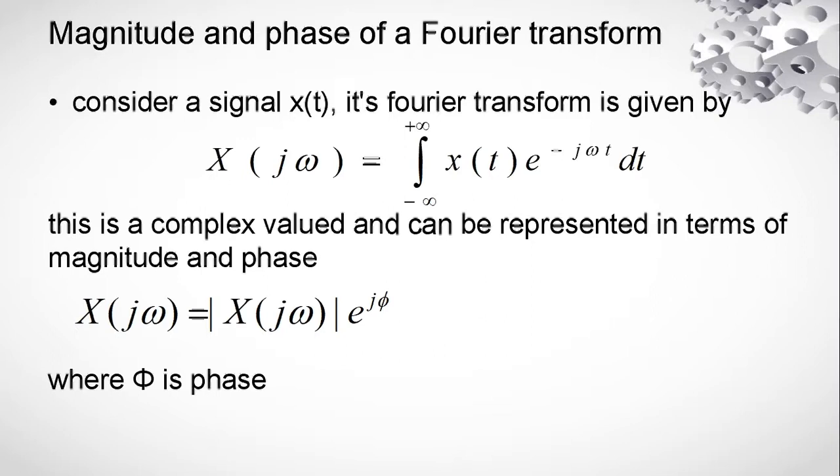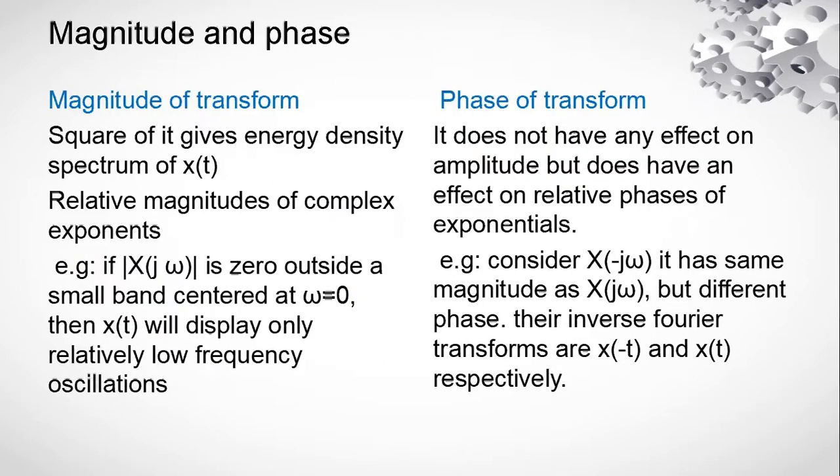So we have written capital X as mod of capital X into exponential of j phi, where mod of capital X is the magnitude and phi is the phase. Now the square of the magnitude actually gives you the energy density of the spectrum. So what actually do this magnitude and phase of the Fourier transform signify?